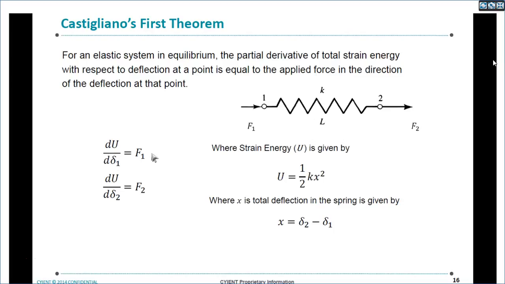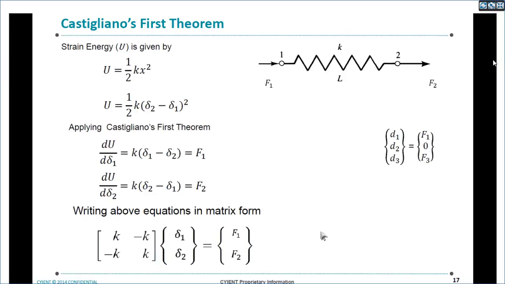dU by dδ1 gives F1, dU by dδ2 gives F2. So let us write the total strain energy. Total strain energy is given by half kx square, where x is δ2 minus δ1. That is the deflection in the spring: half k (δ2 − δ1) whole square. When you differentiate, dU by dδ1 is k(δ1 − δ2) equals F1. Similarly, k(δ2 − δ1) equals F2.